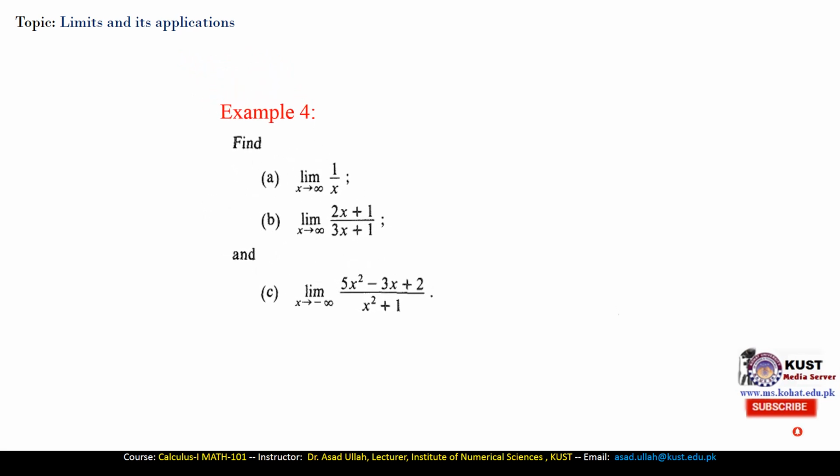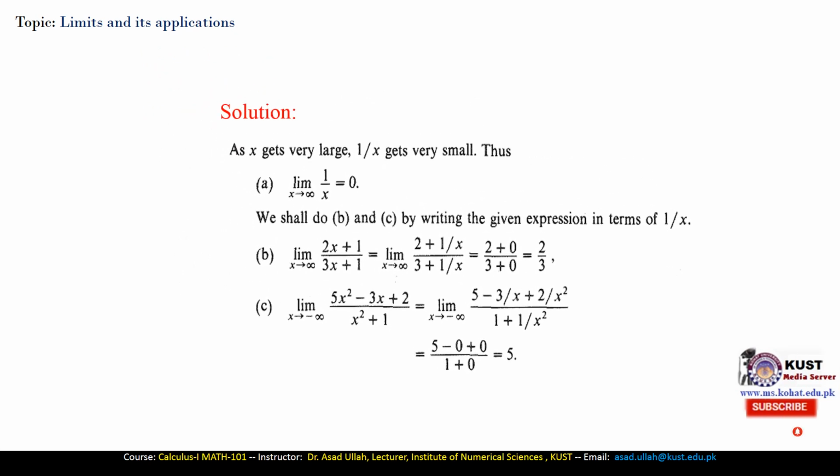In example number 4, here we are given three different functions. In part A, the limit of the function 1 over x as x tends to infinity. In part B, limit x tends to infinity of the rational function (2x plus 1) divided by (3x plus 1). And in part C, limit x tends to minus infinity of the function (5x square minus 3x plus 2) divided by (x square plus 1).